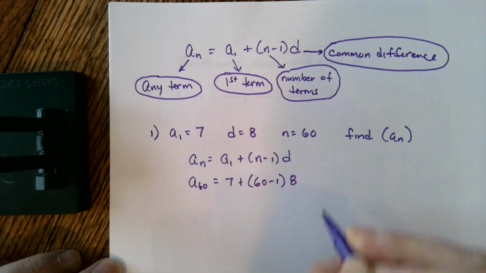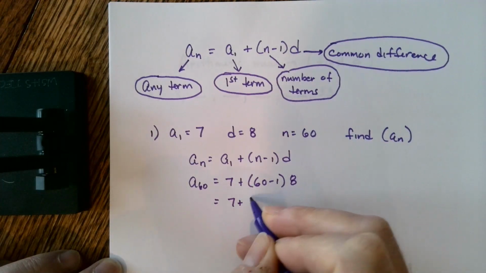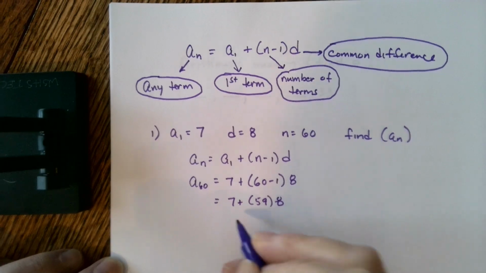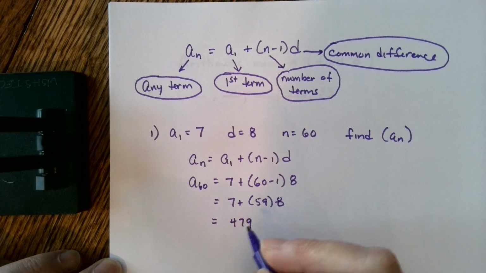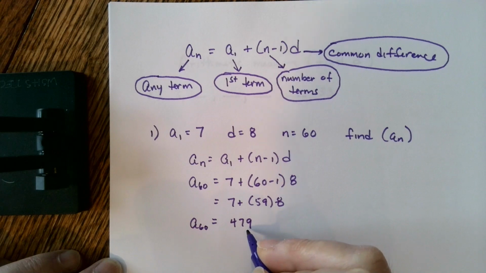Now you may need a calculator to do these calculations. 7 plus 59 times 8. When I add everything up, it's going to be 479. So the 60th term's value is 479.